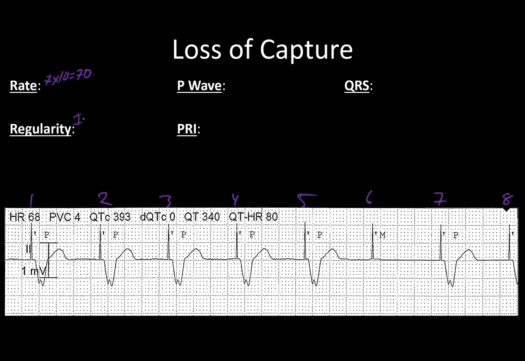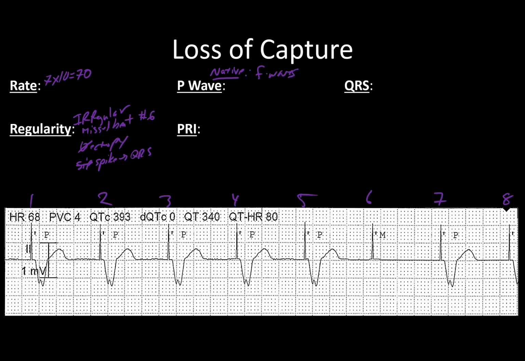Regularity, we're definitely irregular. We have a missed beat at number 6, or I should say a pacer spike that does not cause a beat, if you want to think of it that way. We don't have any ectopy. But for the rest of them, other than number 6, we have spike causing QRS.